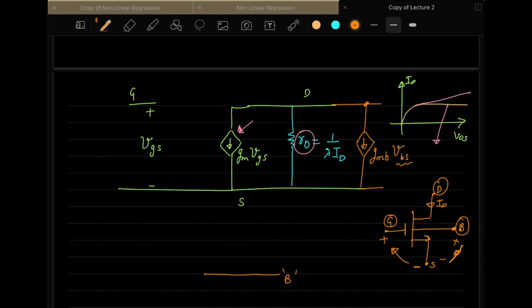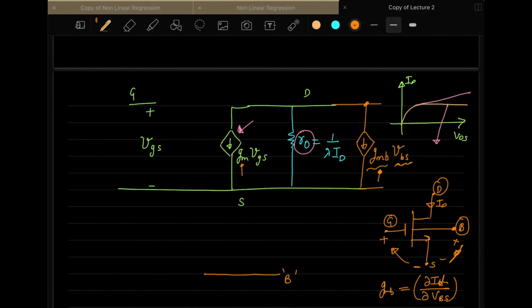If this is also changing the current, then it acts as a second gate. So it will have a current source dependent on VBS, and the value is GMB. Please note it is GMB here and this is GM. So GMB is the GM of the bulk transistor. Like, what is the effect when you are changing VGS? GMB is basically nothing but the change in current when your VBS is changing. That is the important thing.